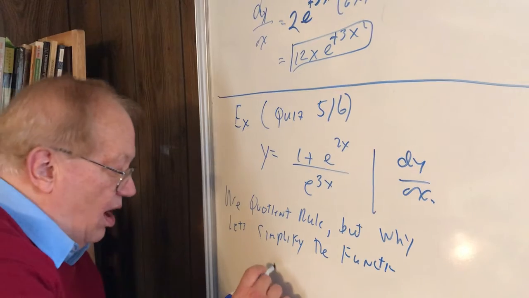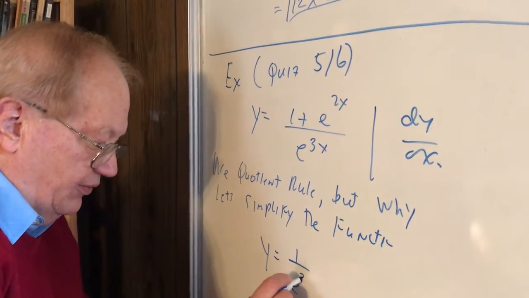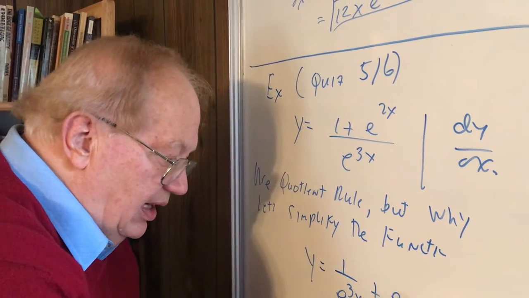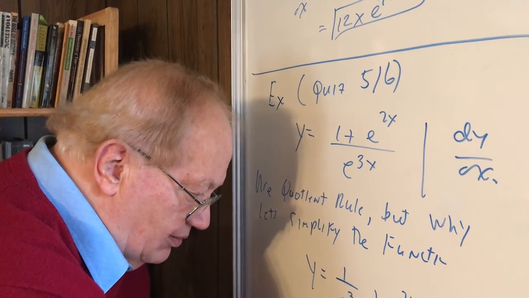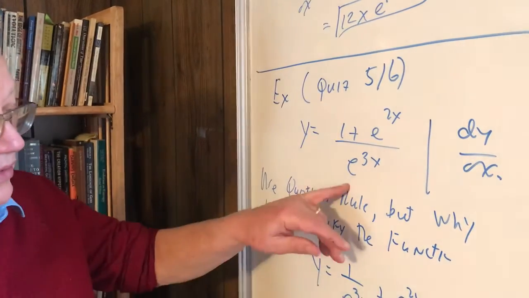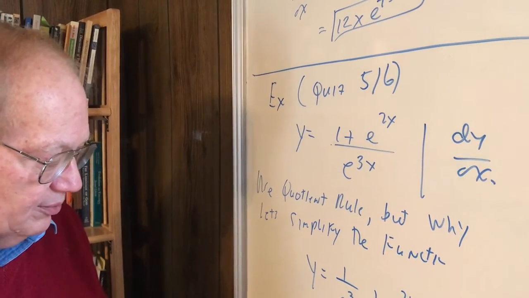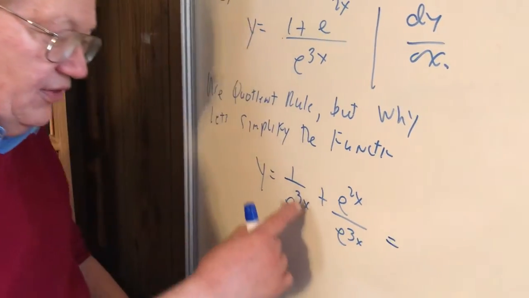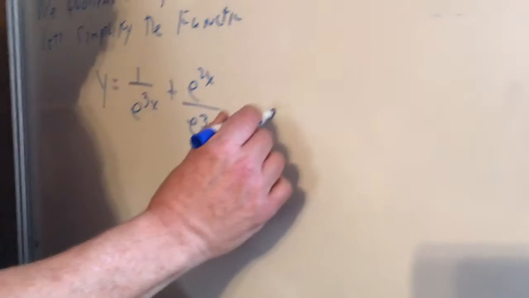And I'm going to write y equals 1 over e to the 3x plus e to the 2x over e to the 3x. The denominator is divided by both numerator terms. Now, I'm going to bring this up. When I bring a power up, of course, we all know that we negate it.